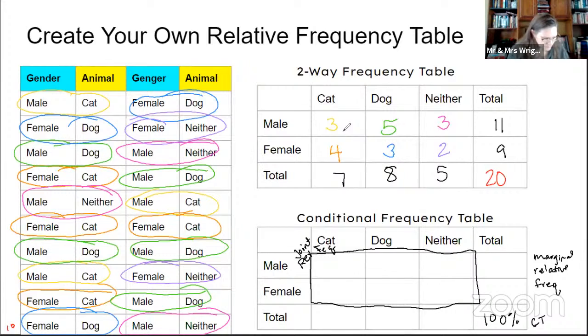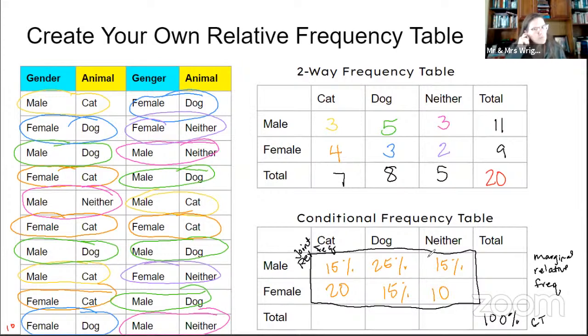I'm going to take 3, 3 divided by 20, and I get 15%. And then 5 divided by 20 is 25%. And 3 divided by 20, I already know that answer, 15%. 4 divided by 20 is 20%. 3 divided by 20 is 15%. And 2 divided by 20 is 10%.